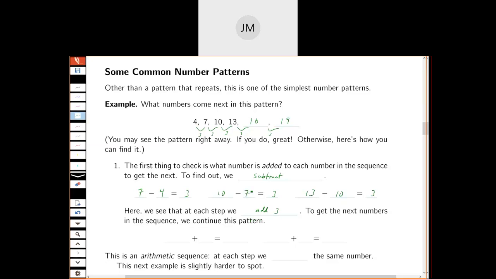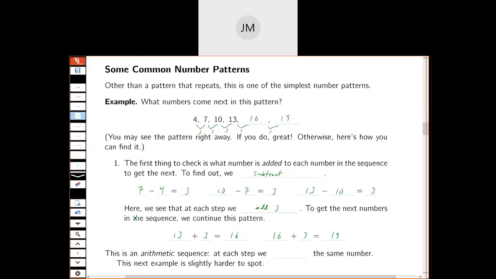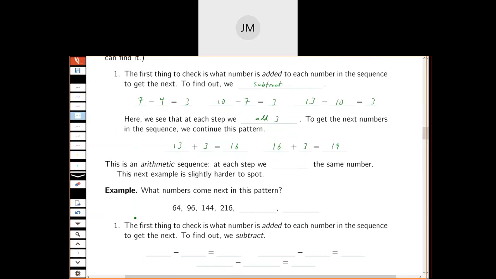So if I continue the pattern, I take 13 plus 3 to get 16, and then 16 plus 3 to get 19. Now, what I'm doing here is taking this process that maybe looks very simple, and I'm just explaining all of the little steps. Because if you're looking at something and you're having trouble finding a pattern, then you want to say, is there a process that I can try? So this gives you a process to do that. This is called an arithmetic sequence because at each step we add the same number.